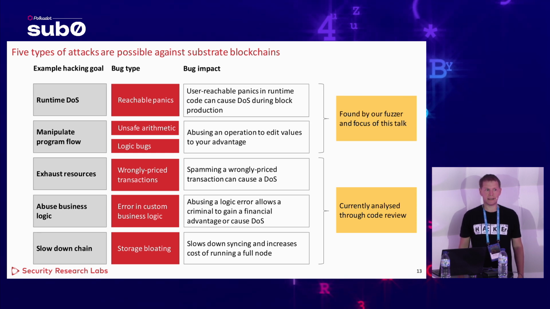And another thing is storage bloating. Whenever you allocate some storage in your blockchain, you have to think about the cost of the storage, because you need to keep it in your storage for the next 20 years or longer. So you should have a storage deposit for it so that the user has to pay for the storage usage on your chain. And this is sometimes missing. We are quite often finding it during our security audits, and this is also something which cannot be found by fuzzing so far.